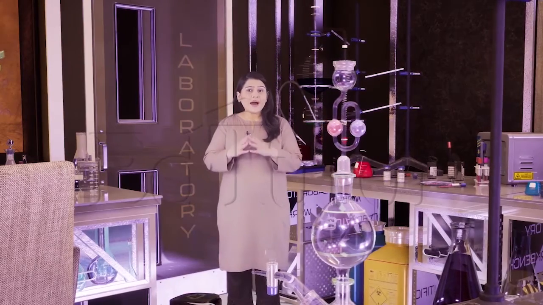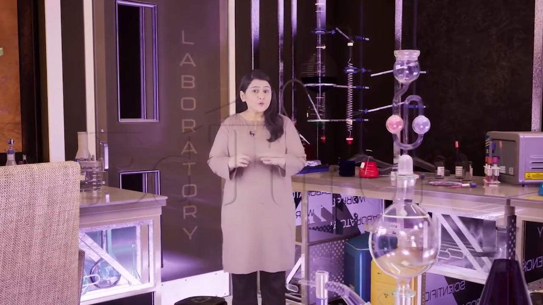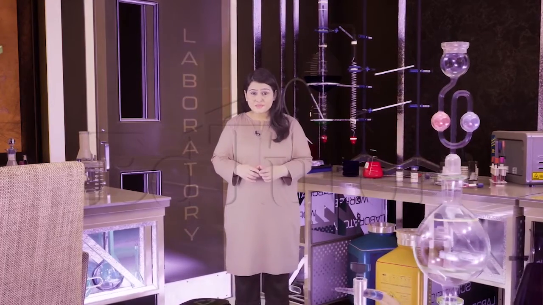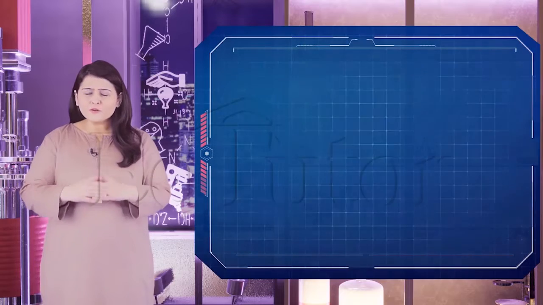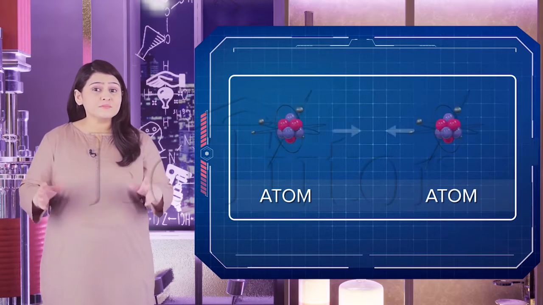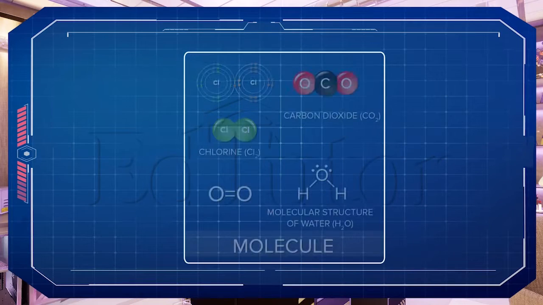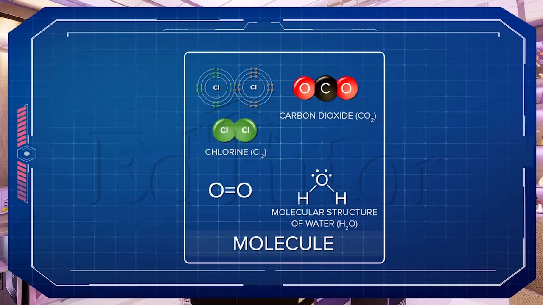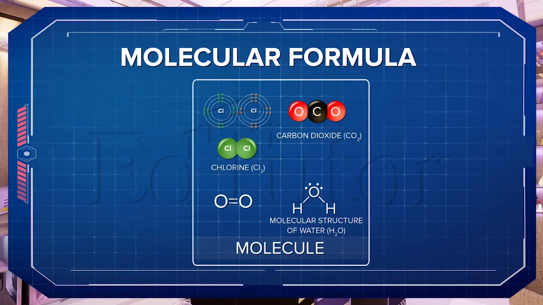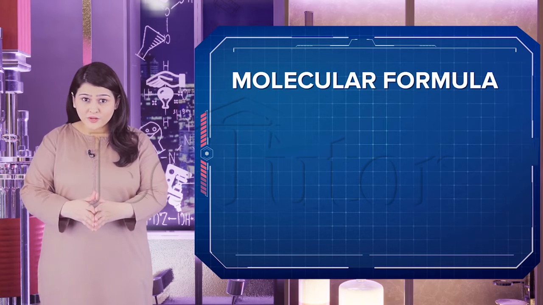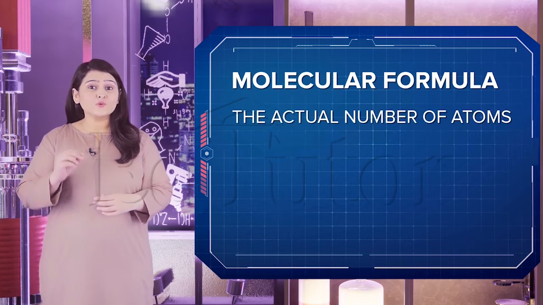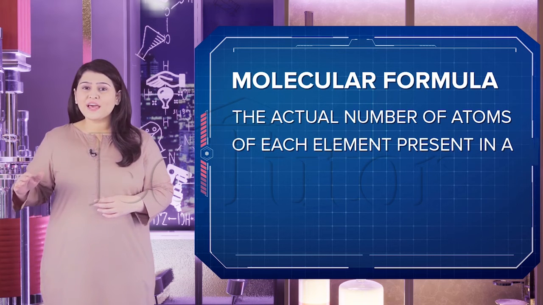So in this video, I'll be telling you about the second type of chemical formula used for covalent compounds, and it's called molecular formula. If we talk about molecules, you know that atoms combine chemically to form molecules, right? And to represent these molecules, we use a molecular formula.